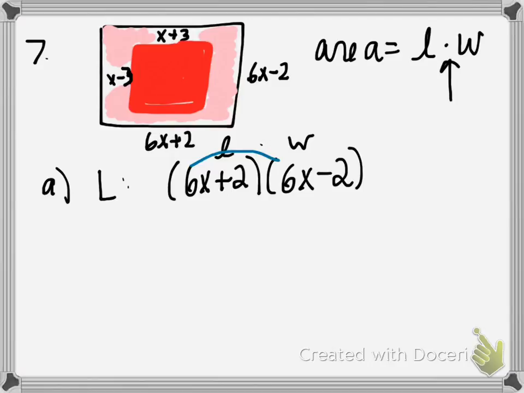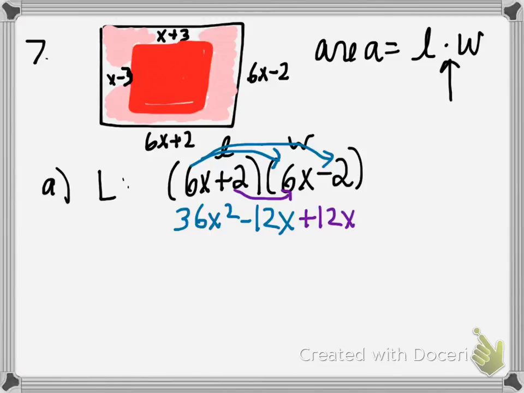So distributing a 6x to both terms, 6x times 6x is 36x squared. 6x times negative 2 is negative 12x. After we distribute the 6x to both terms, we're going to distribute the 2 to both terms. So 2 times 6x is 12x. And 2 times negative 2 is negative 4. Alright, from our list, looking at the 2 middle terms, hopefully you notice that they cancel out. One's a positive and one's a negative, so those are gone. So the final expanded area is 36x squared minus 4.